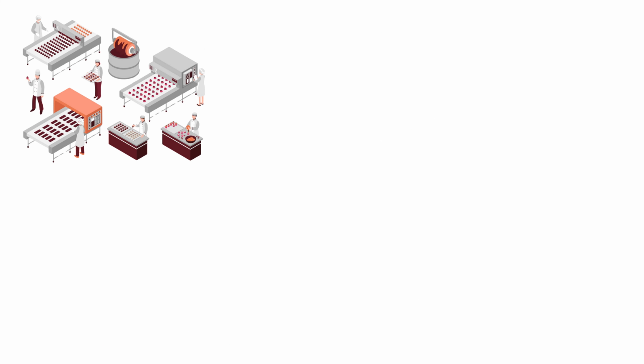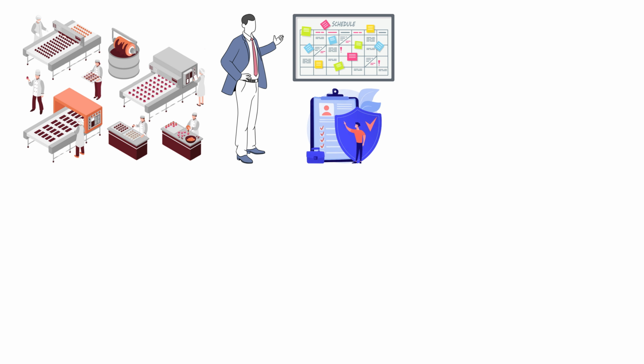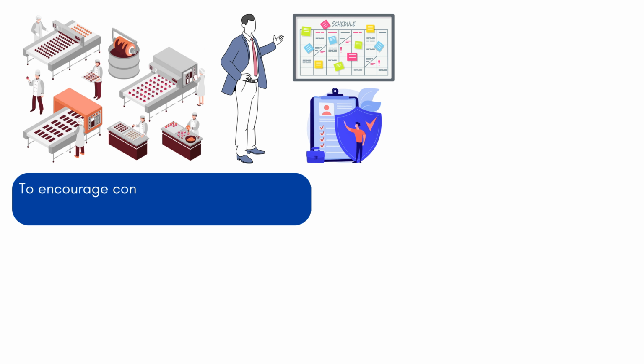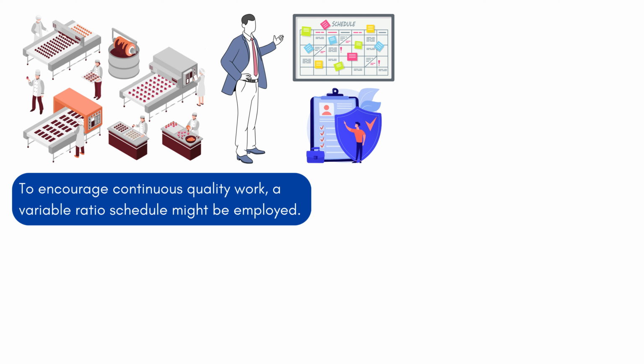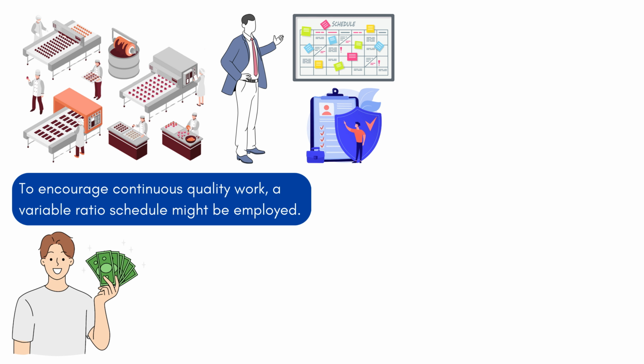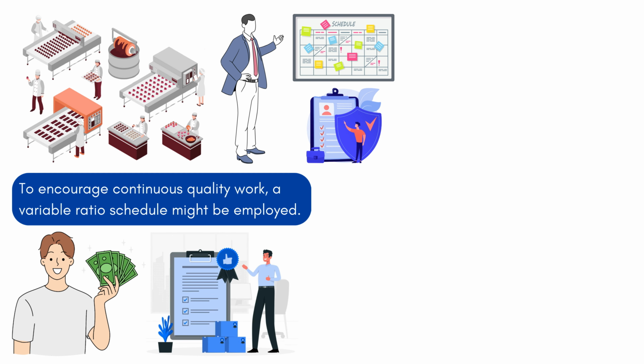In a practical setting, such as a chocolate production plant, these reinforcement schedules can be strategically implemented. For instance, a supervisor might introduce a fixed interval schedule for safety inspections to ensure consistent compliance with cleanliness and safety standards. To encourage continuous quality work, a variable ratio schedule might be employed, where spot bonuses are given at random to workers who meet quality standards, thus keeping workers consistently motivated.